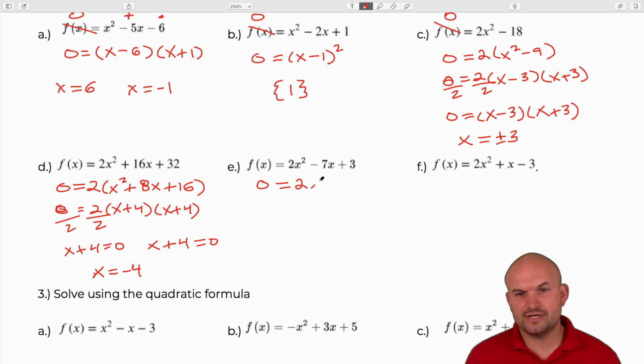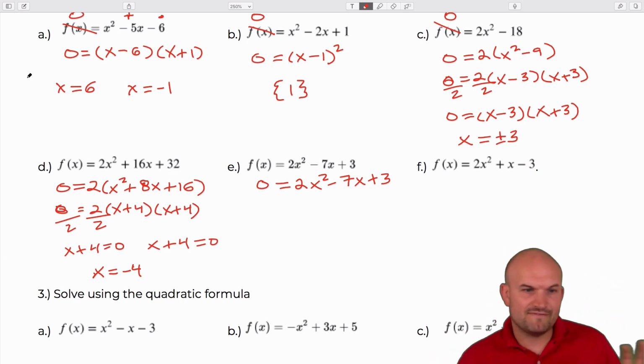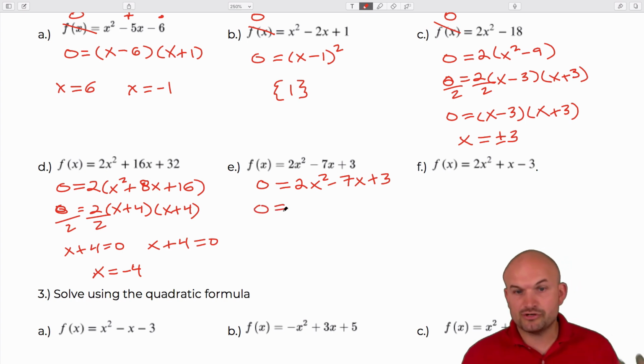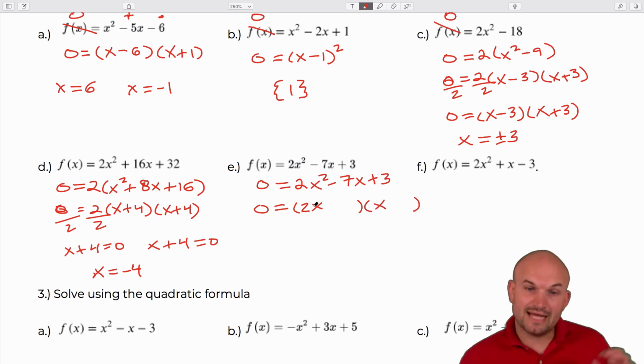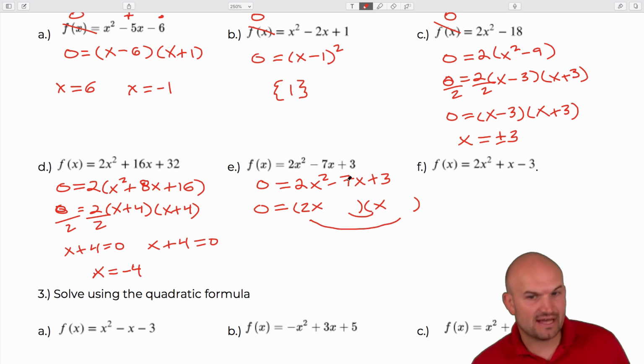So I'll set this equal to 0, 2x squared minus 7x plus 3. All right, so I notice I have a trinomial, right? And I notice that all these trinomials got factored into a product of two binomials, even if it was a binomial squared. So going back to understanding the distributive property, I know my first two terms are going to multiply to give me 2x squared. So one is going to be 2x, and the other one is going to be an x. Now, I know the last two terms need to multiply to give me 3, and these two middle terms need to add to give me -7x.